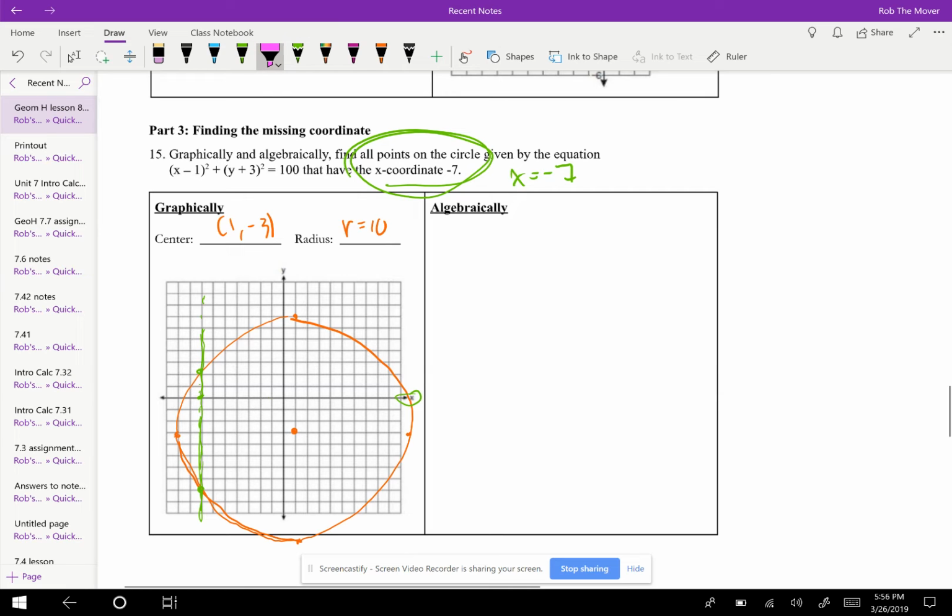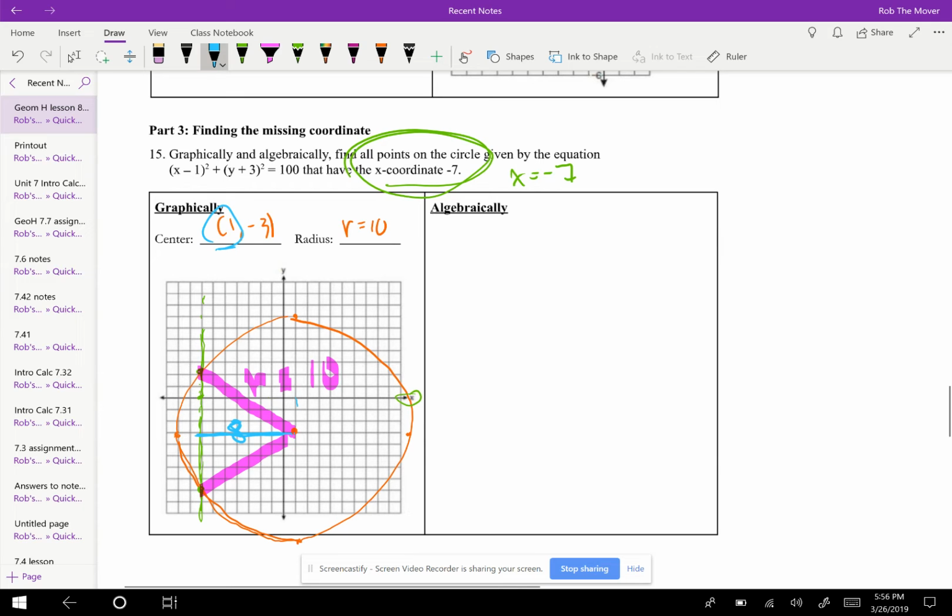Now, we talked about in class, I don't know exactly where that is, but I do know the radius, right? The radius of this is 10 units. And I know from here over here is from x equals 1, because the center of the circle was at 1. And if I went over to negative 7, that would be 8 units this way, right? So this is 8. So let me draw that.